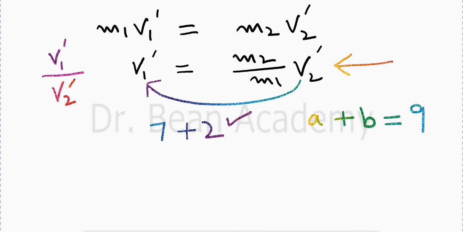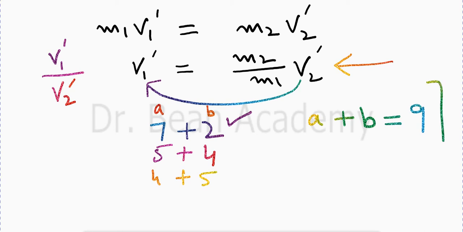I can also say maybe a is 5 and b is 4, and we know 5 plus 4 equals 9. I can also say maybe the solution is 4 plus 5, a is now 4 and b is 5. That is also a solution. So there could be many solutions to this problem.